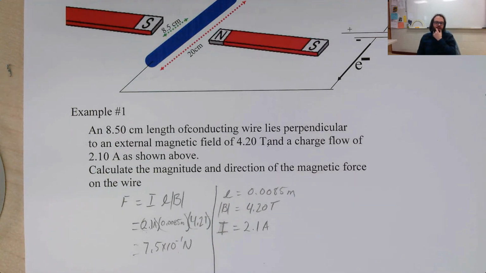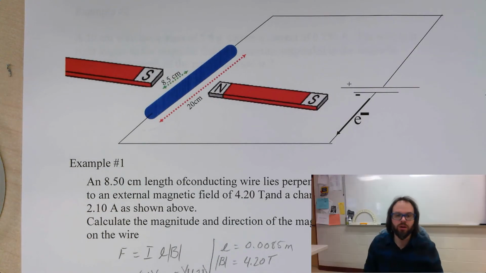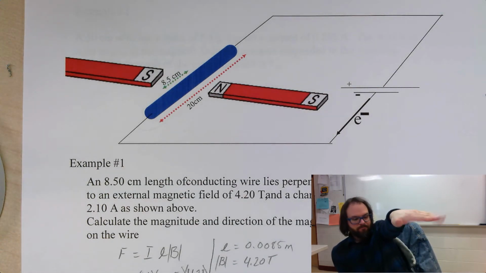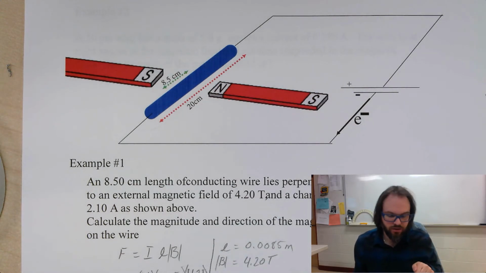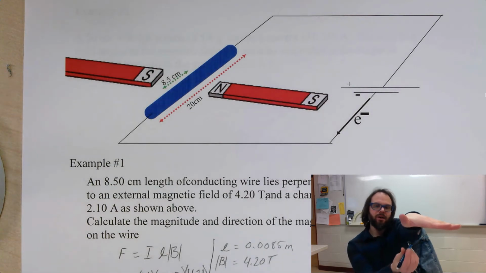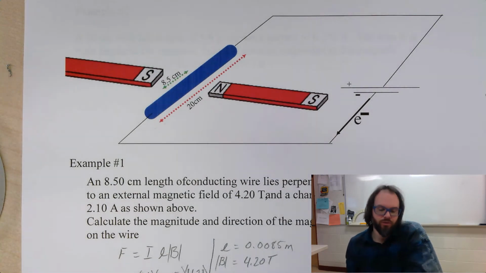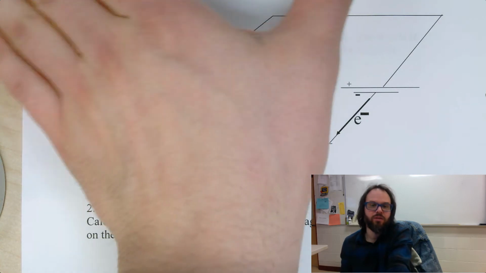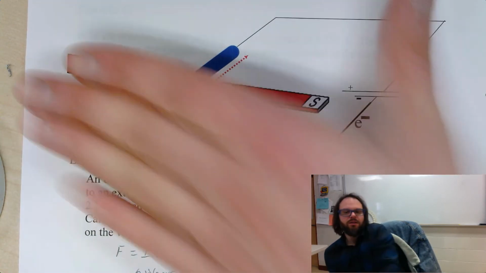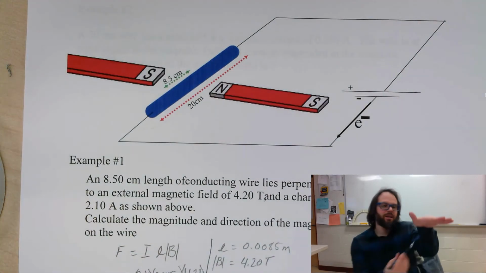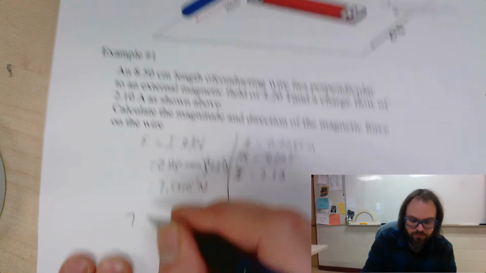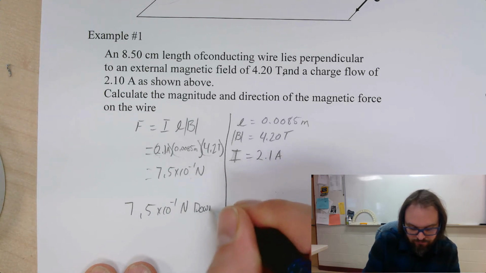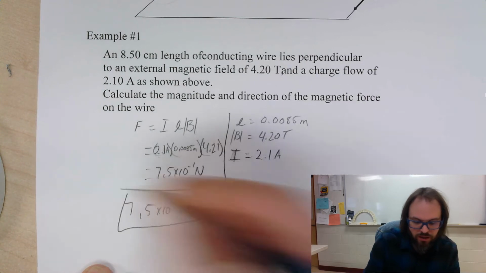Now, we have to use my hand rules to figure out which direction this is going in. We are looking at electrons, so I have to use my left hand. My field is going that way, and my thumb is going this way. We're going from north to south, and my electron flow is going that way, using my left hand. So in this case, my force is going to be going down. My answer is 7.5 times 10 to the negative 1 newtons, and this is down. And that is my answer.